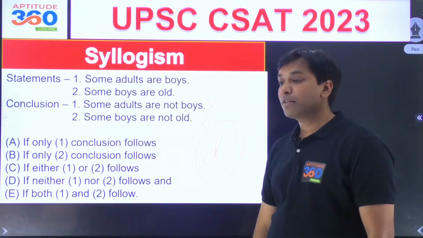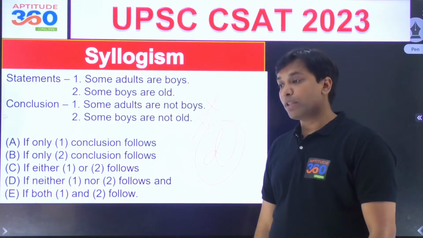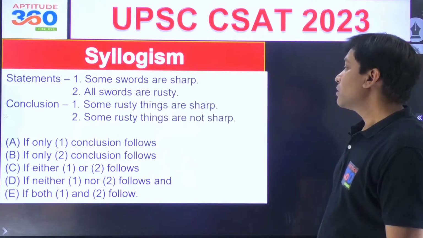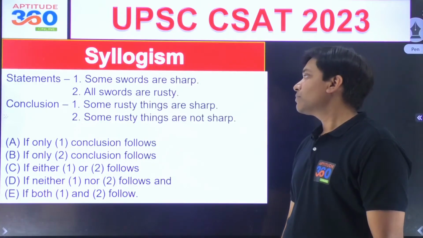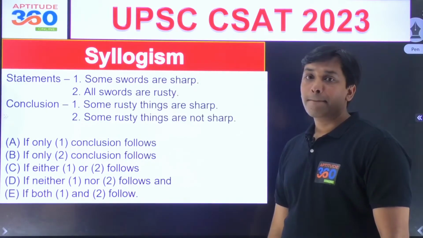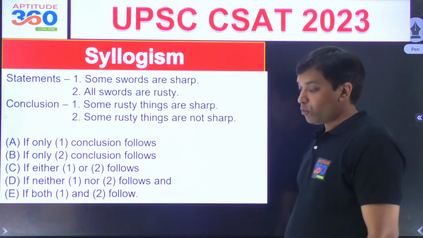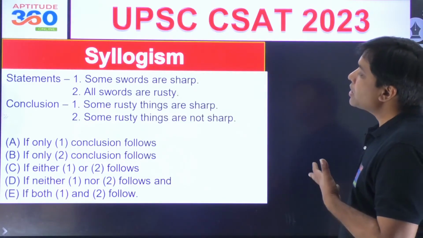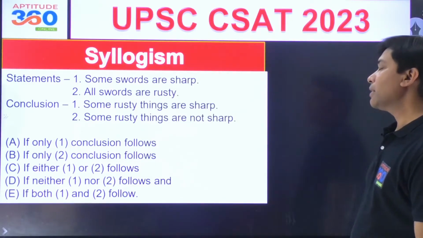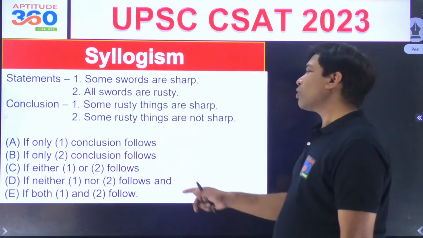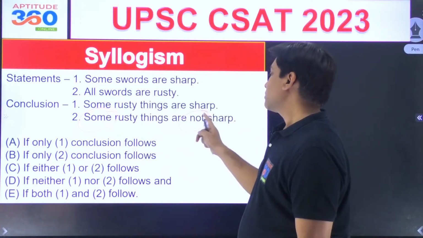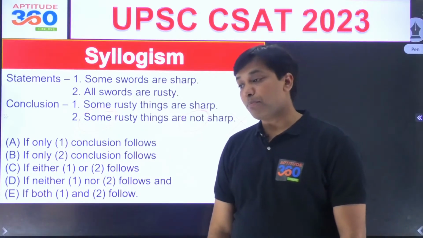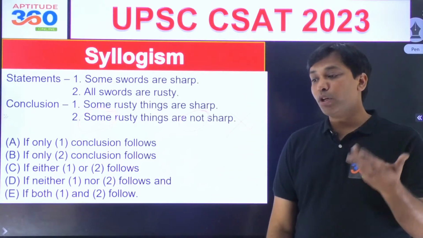Sonia, what happened? Did you understand this? Sonia, I hope you're understanding this one. What do you think is the answer here? It says that some swords are sharp, all swords are rusty, and then there are two conclusions. Some के साथ नॉट देखते पहले मैं तुम्हें इसको भगा ही दूंगा. ये तो गया मेरा. Some rusty things are sharp. ये हो सकता है. For that to happen, I may have to make one diagram.